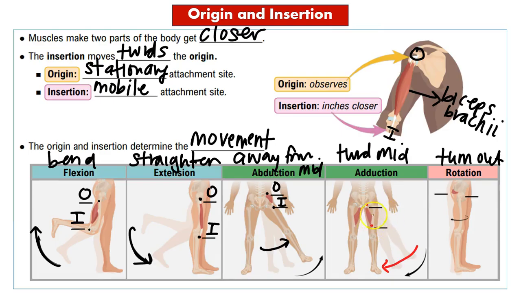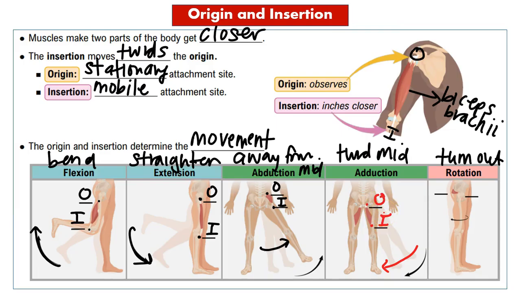And as you can see, the inside of the femur here, where that attachment is, is going to be closer to the pubis. And because the femur is the one that has to be closer or further away, we know that's the mobile one, and that has to do with insertion. Therefore, the pubis is going to be the origin. Another example of how to do that.